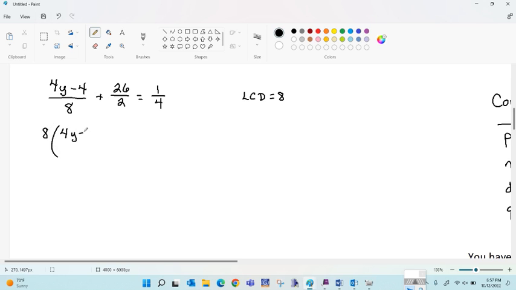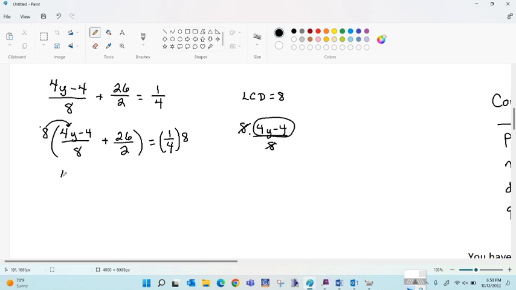This one has a little bit more to it, but we do still have these denominators that we can deal with. Over here we have to also multiply times 8. All right, so when I multiply 8 times 4y minus 4, this is in a group, over 8, the 8's will cancel out, and I'll be left with this whole 4y minus 4. So multiplying here, we get 4y minus 4.